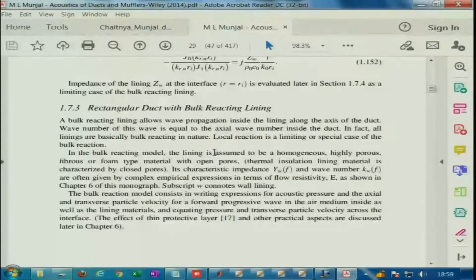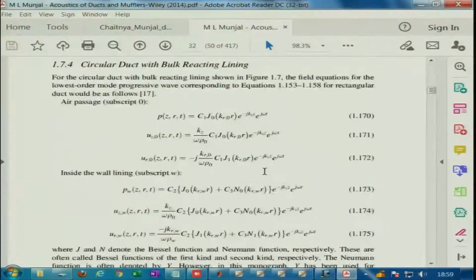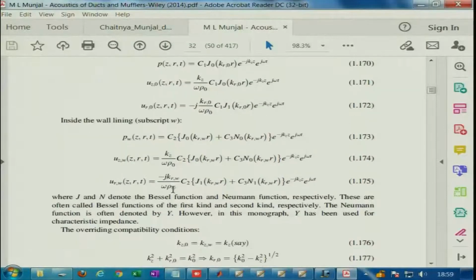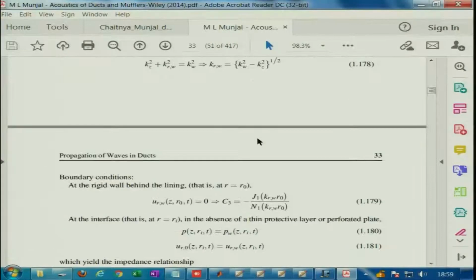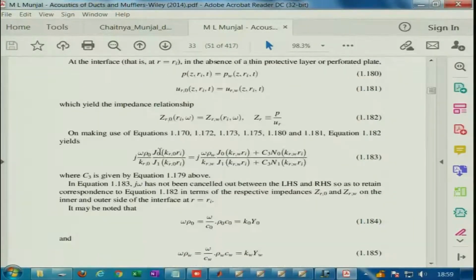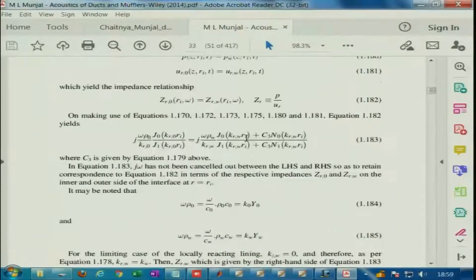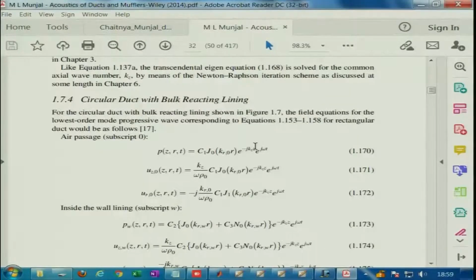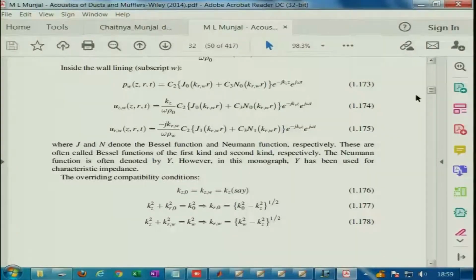And then there is the bulk reaction model for a rectangular duct, where you consider wave propagation within this region also. Similarly, the bulk reaction model is also given for a circular duct, where you have these expressions for the pressure in the airway and that in the annular cavity. Okay. And then you get basically your compatibility conditions, and then we get the dispersion relation for this kind of a thing. Finally, the whole idea of a bulk reaction is to simultaneously consider wave propagation in this domain as well as this domain, a coupled kind of analysis. So, that is naturally expected to be more accurate, and one can find out the transfer matrix.